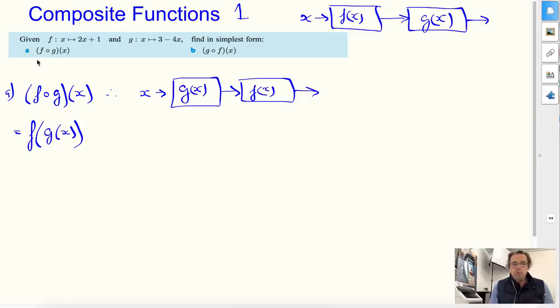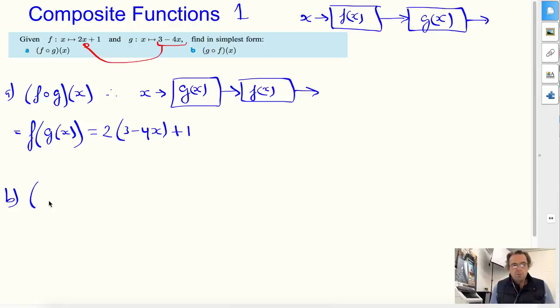Now, if we need to find f following g of x for these two functions, that means that the output of g needs to be fed into f. Now the output of g is exactly this bit. It's the function. And we're going to put that at the input of f, into the x there. So f following g, or f of g of x, is 2 times 3 take 4x, plus 1.